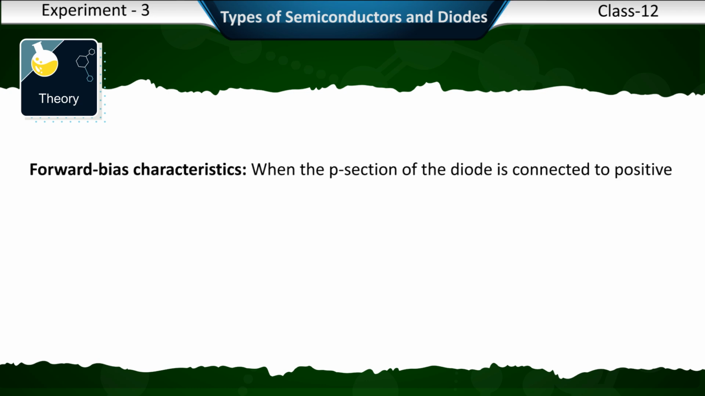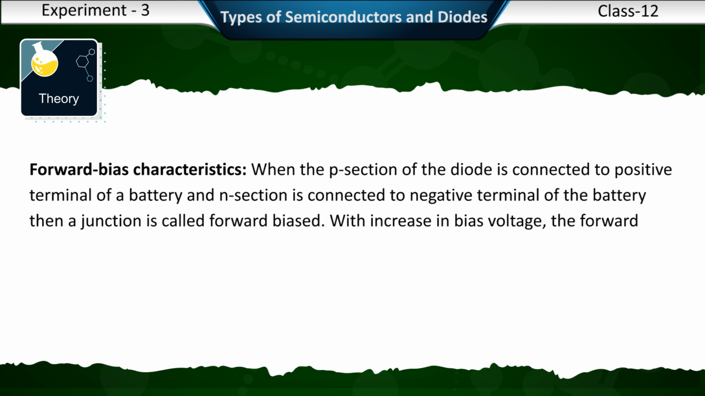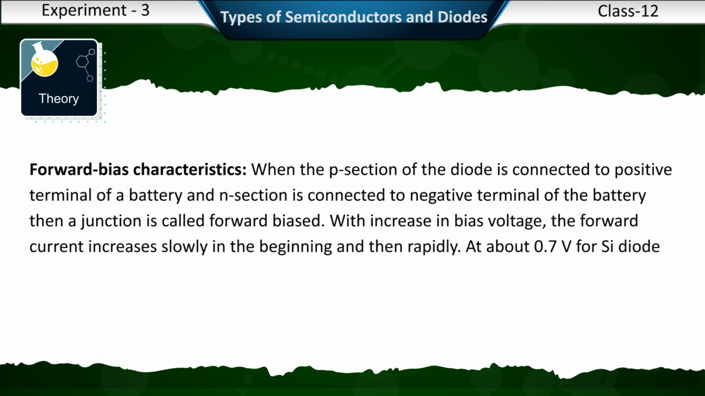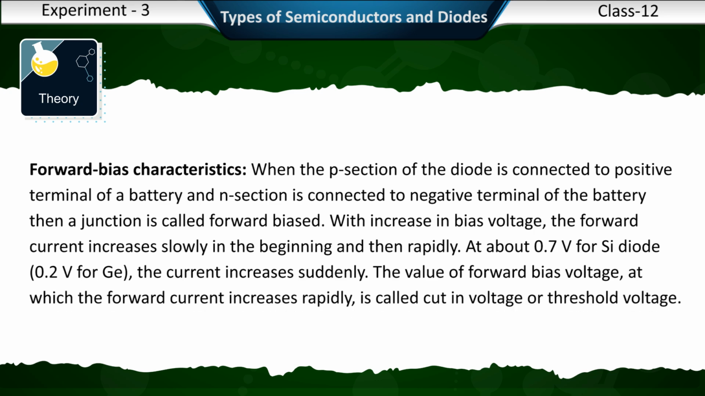Theory. Forward bias characteristics. When the P section of the diode is connected to the positive terminal of a battery and the N section is connected to the negative terminal of the battery, the junction is called forward biased. With increase in bias voltage, the forward current increases slowly in the beginning and then rapidly. At about 0.7 volt for a Si diode, 0.2 volt for Ge, the current increases suddenly. The value of forward bias voltage at which the forward current increases rapidly is called cut-in voltage or threshold voltage.